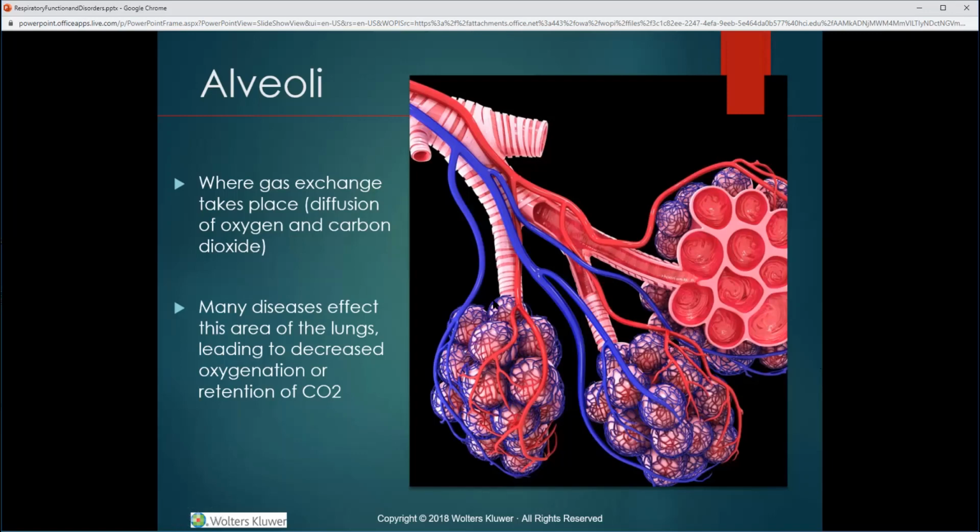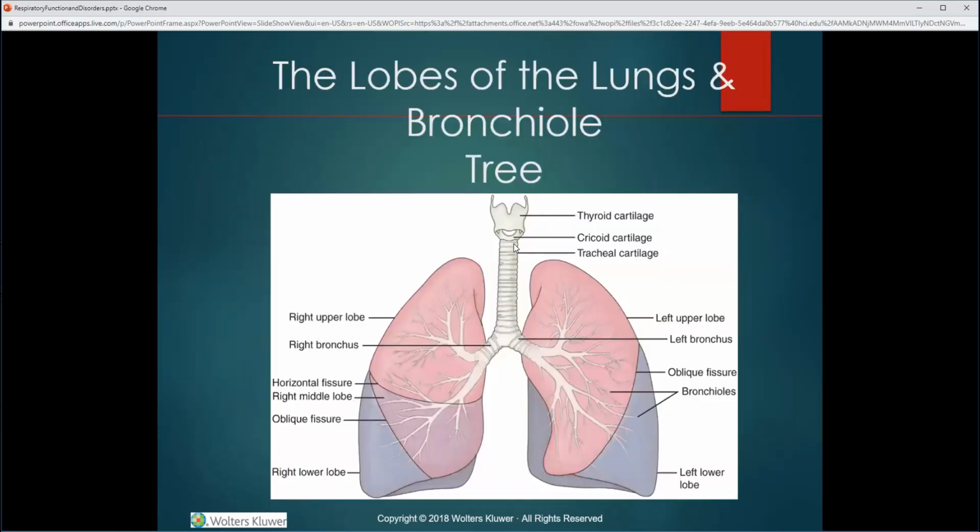Cor, C-O-R, and then pulmonale, P-U-L-M, pulm, which means lungs, O-N-A-L-E, cor pulmonale. It's in your ATI book, it's in your Lippincott. Right-sided heart failure is related to lung disease. Left-sided heart failure is all the other stuff, but right-sided heart failure is related to lung disease. You'll need to know that throughout your life, throughout your little nursing student career, and so on and so forth.